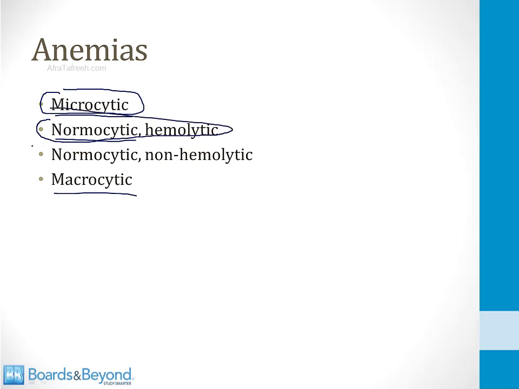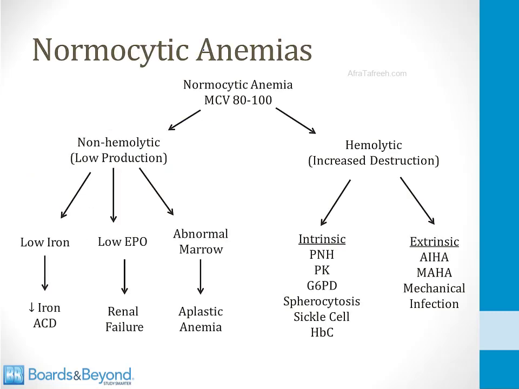In this module, we're going to focus on these last two groups of anemias, the normocytic non-hemolytic anemias and the macrocytic anemias. Let's start with the normocytic anemias. Normocytic anemias are anemias where the MCV is between 80 and 100, which is the normal range. And normocytic anemias can occur because of hemolysis, but they can also occur because of underproduction of red cells from the bone marrow. These are called non-hemolytic normocytic anemias.